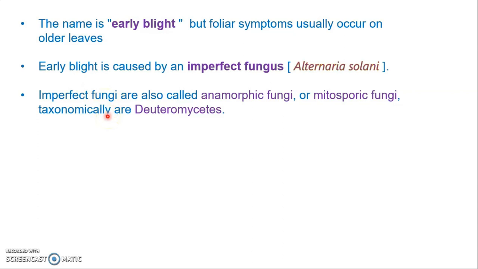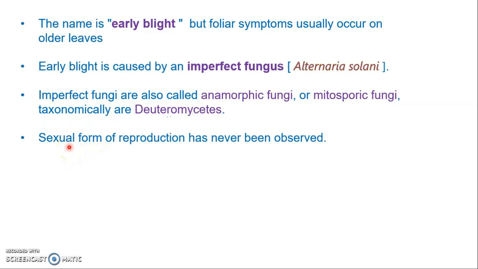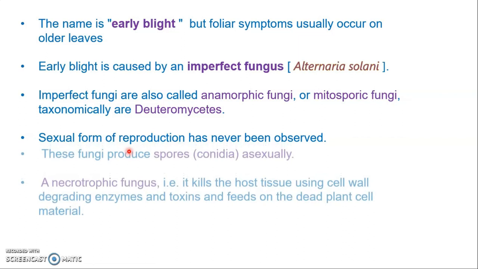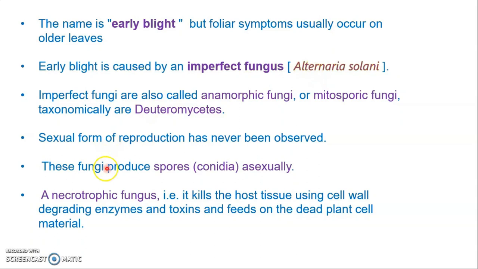Actually, imperfect fungi are those fungi whose sexual form of reproduction has never been observed. So remember this. Those fungi whose sexual form of reproduction has never been observed are known as imperfect fungi. So Alternaria solani is an imperfect fungus because its sexual reproduction is still not observed. So Alternaria solani is an asexual form. When we talk about the asexual form, these fungi produce spores, conidia, asexually. We can't say the sexual form is absent, but we can say that it has never been observed.